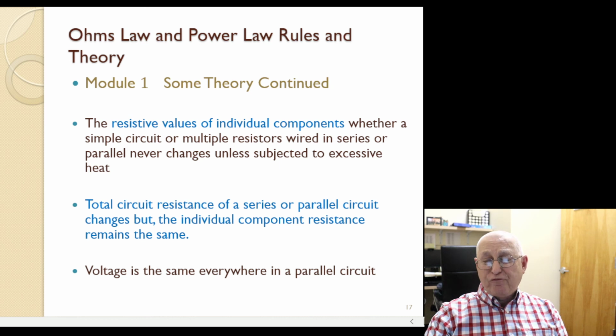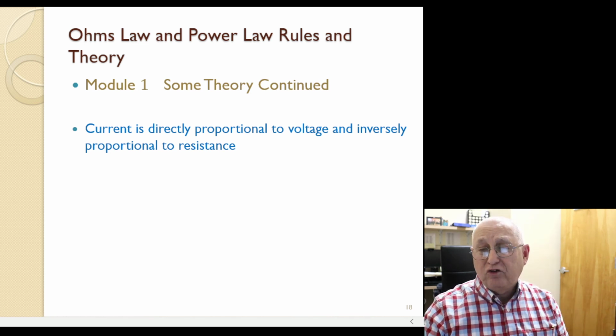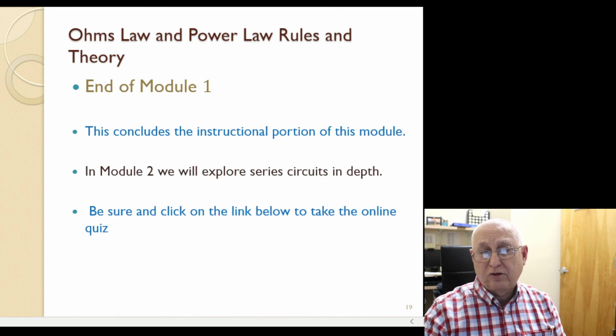Voltage is the same everywhere in a parallel circuit. Current is directly proportional to voltage and inversely proportional to resistance. What this means is that as voltage goes up, current goes up. As voltage goes down, current goes down. Inversely, with resistance, if the resistance goes up, the current goes down. If the current goes down, the resistance goes up. Current's directly proportional to voltage, but inversely proportional to resistance.